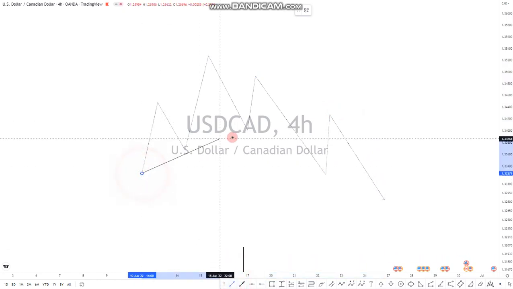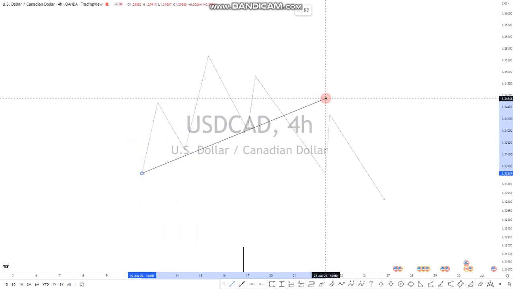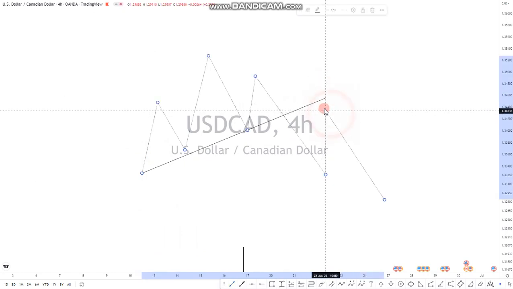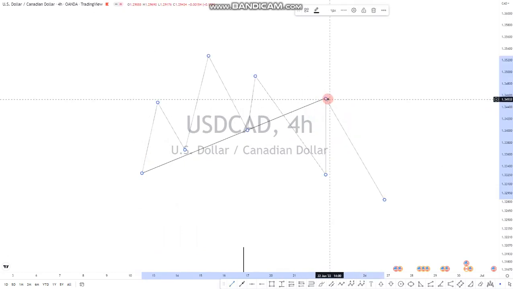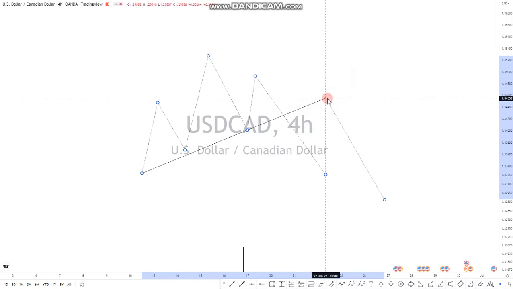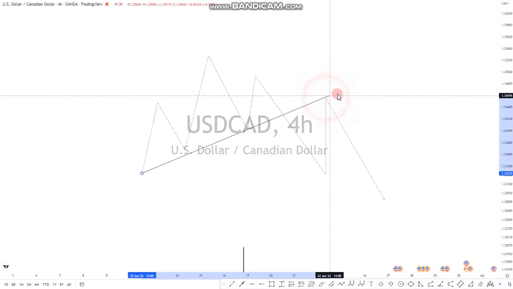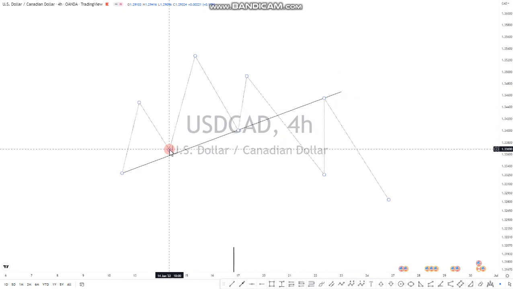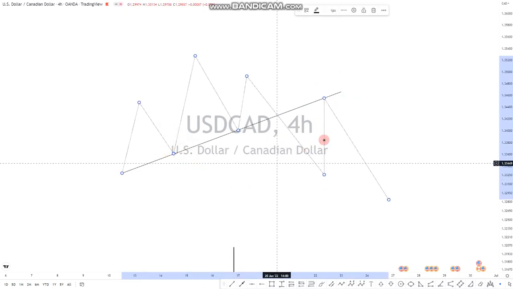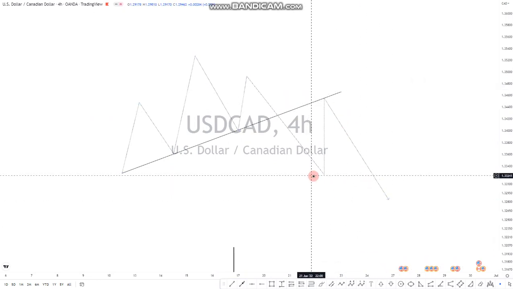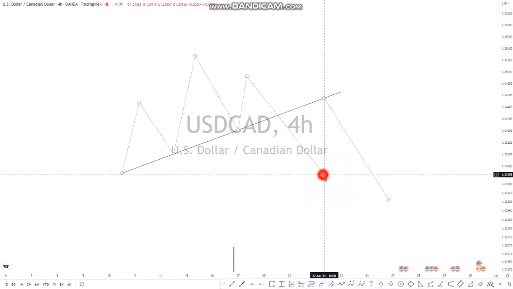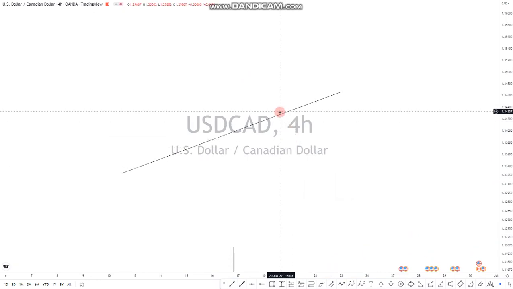So neckline, this is our neckline. As you can see, this is our neckline. So we expect this market to come and tap the neck, to come and do some resistance, some retest around the neckline. So after the retest, we expect a further push down to create new lower lows. So hope you guys get me really clearly.